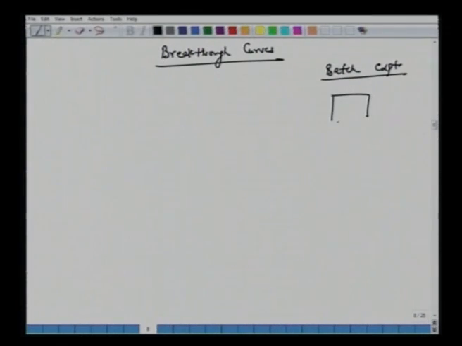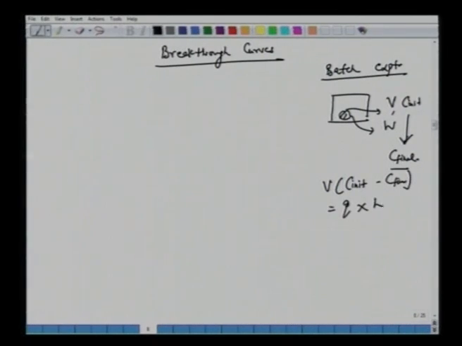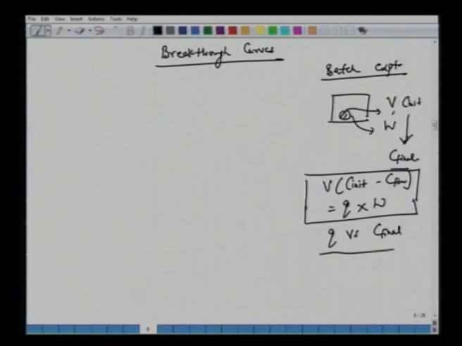You take some fixed amount of V solution, with certain concentration C initial, bring it in contact with adsorbent, a certain amount W, and let the solute get adsorbed, giving C final. You do this material balance: V times C initial minus C final equals the loading into W. So we have a relation, experimental data Q versus C final. So that's equilibrium.